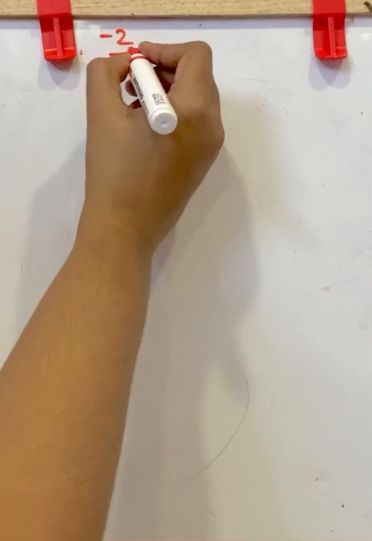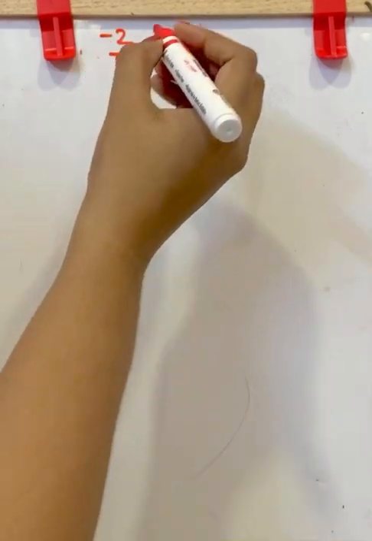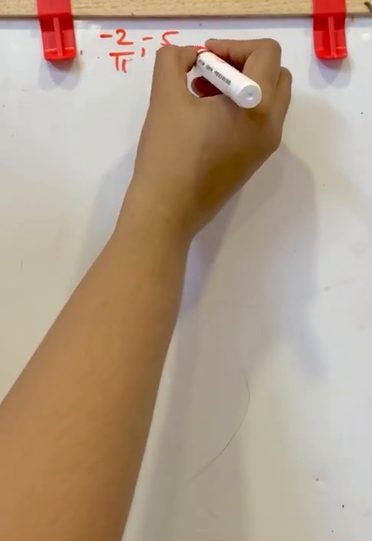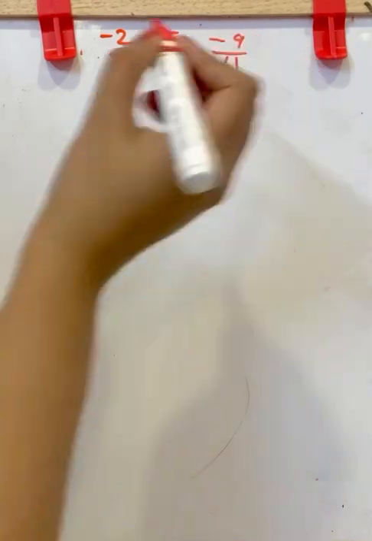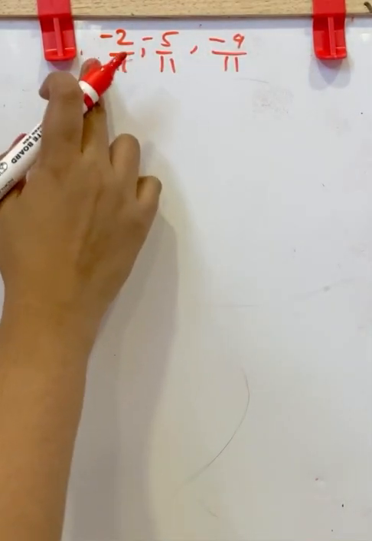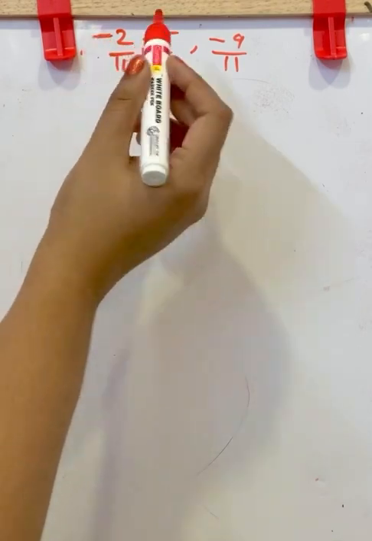Now represent negative 2 by 11, negative 5 by 11 and negative 9 by 11 on a number line. Here the denominator is 11 and we have negative values.